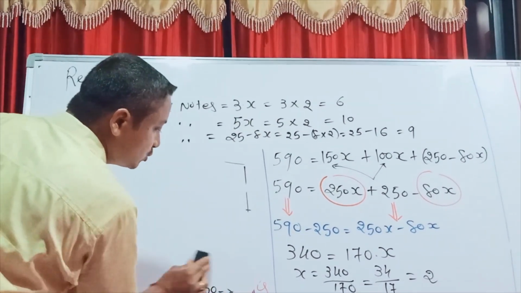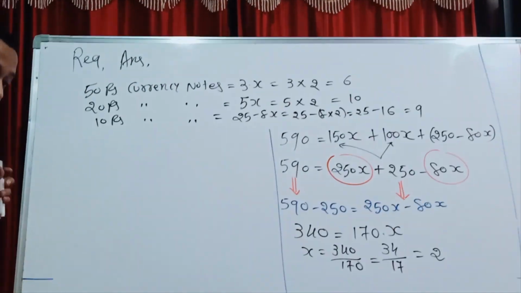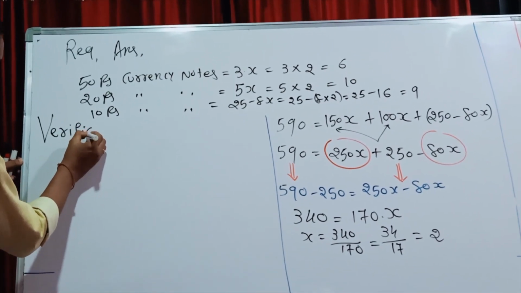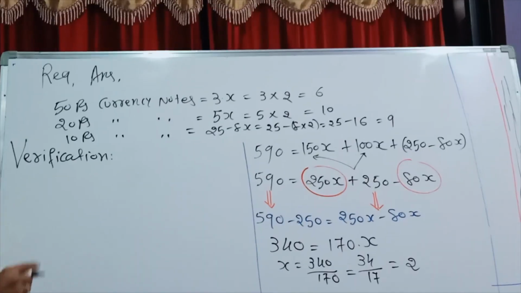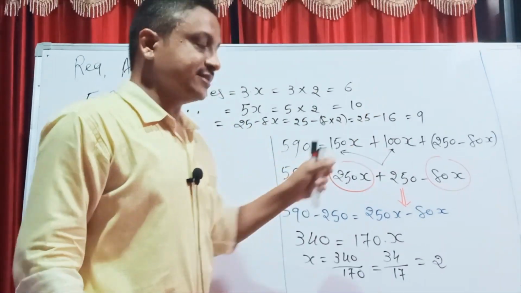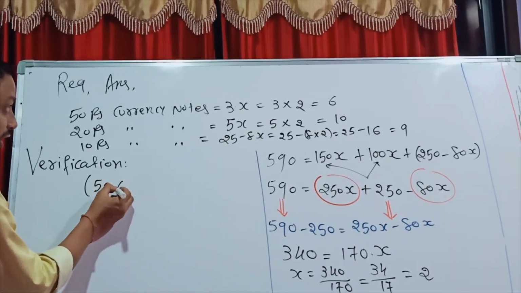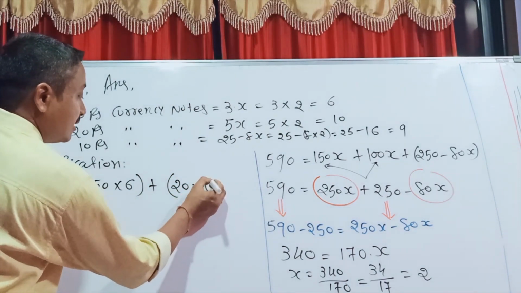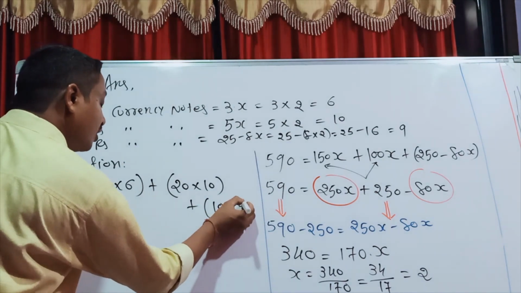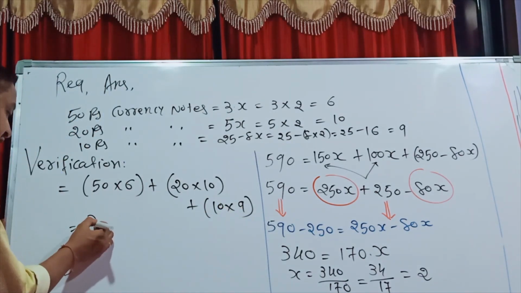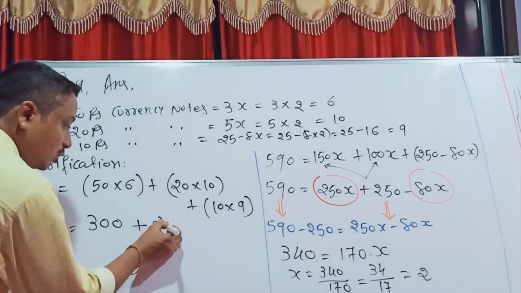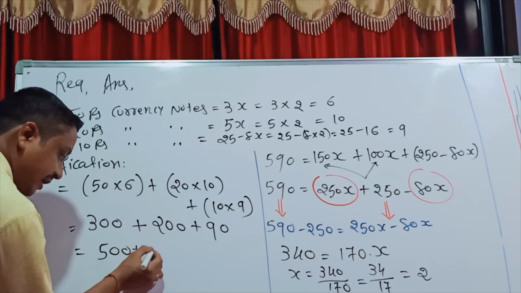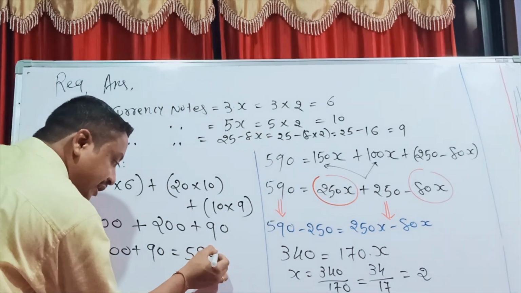Now students, I verify whether this answer is true or not, because I know the total amount is 590 rupees. It is necessary, students, to verify the answer in the exam also. So I go to verification. Very easy. Listen, how many 50 rupees notes? 6. So I write 50 rupees note into 6 plus 20 rupees note is 10 and plus 10 rupees note is 9. So it is 6 into 5, 30, 300 rupees. Here 200 rupees and here 90. They get a total of 500 plus 90. It is surely 590 rupees.